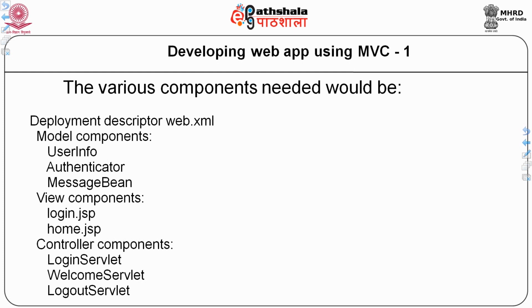Then we have identified the view components and the controller. As I mentioned, in this case we will just have 2 pages, a login page and a home page. So, we will have 2 JSP files for the 2 pages, login.jsp and home.jsp, and then we will have the controllers. The controller components here are the servlets. We will have a servlet for login. We will have a servlet for logout.